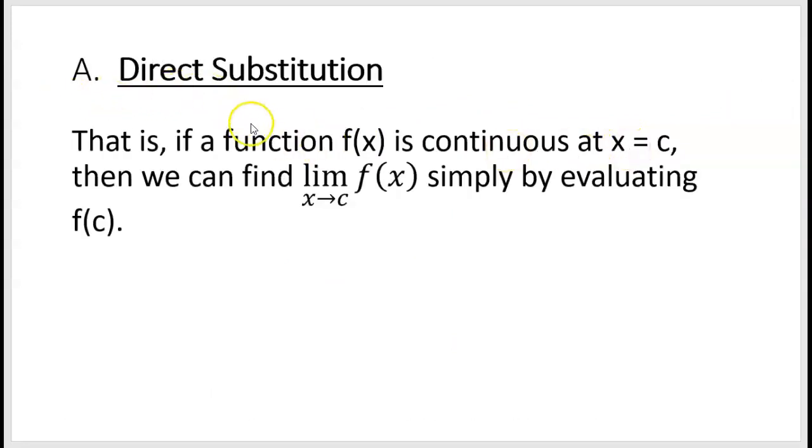So what is direct substitution? If a function is continuous at x equals c, that means the limit exists, the function exists, and they both equal each other. Then we can find the limit of f of x by simply finding f of c, because they're equal in the case of a function being continuous.